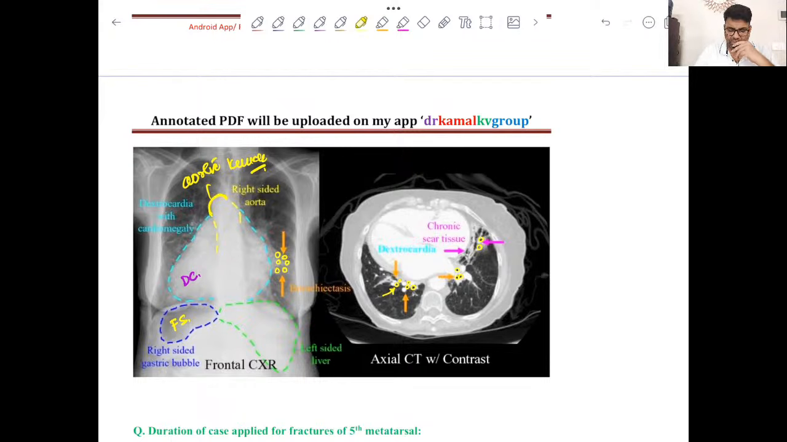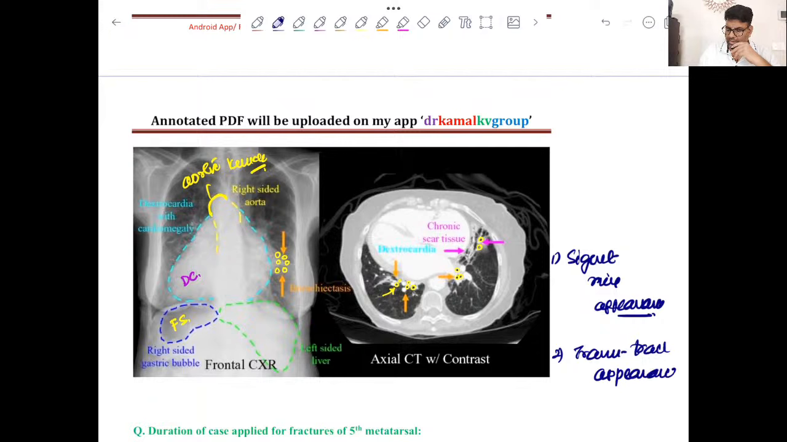And sometimes what we see, we will see signet ring appearance, right? So we can see signet ring appearance, or we can see tram track appearance. These are all features of bronchiectasis. Okay. So classical case of Kartagener syndrome.